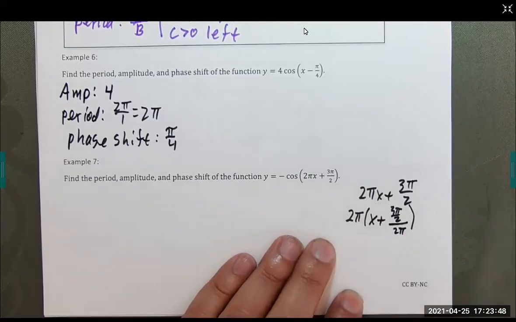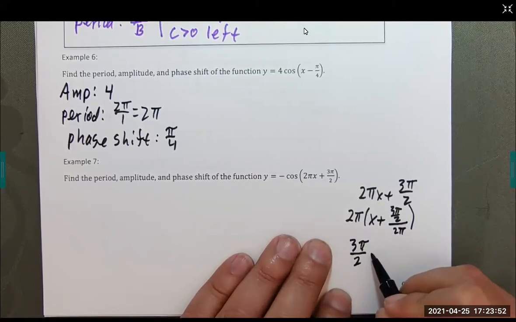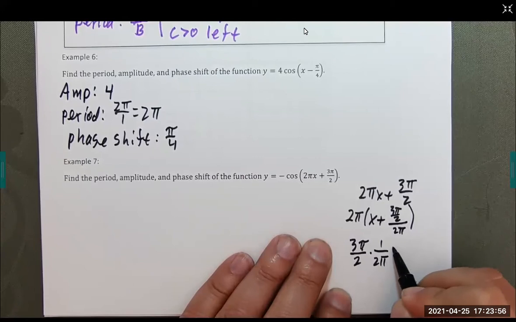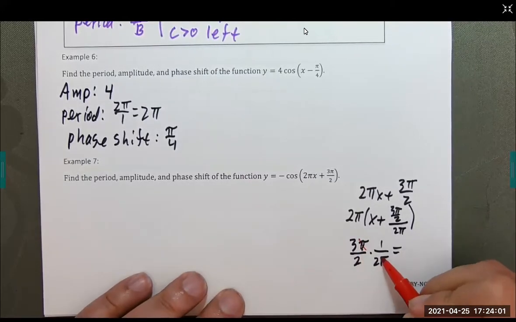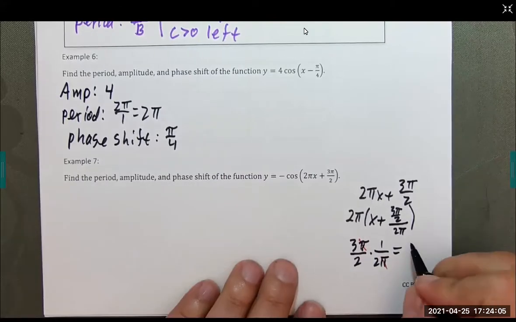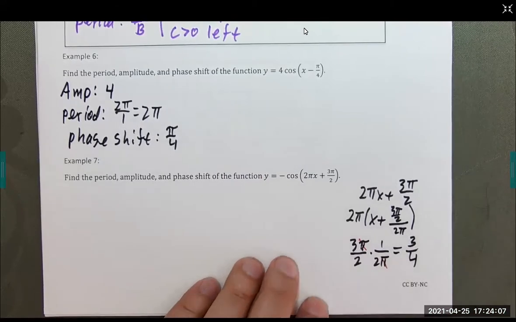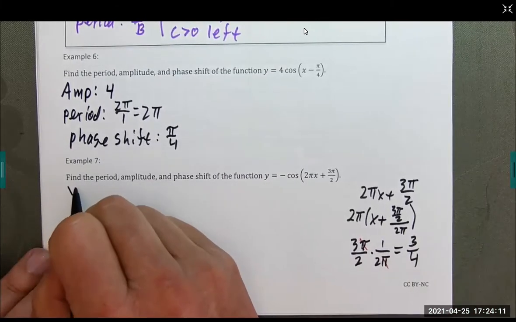We're going to have to clean that up. 3 pi over 2 multiplied by the reciprocal of that, 1 over 2 pi. You will note the pi's reduce out. And we end up with 3 over 4, which means our function can be rewritten like this.